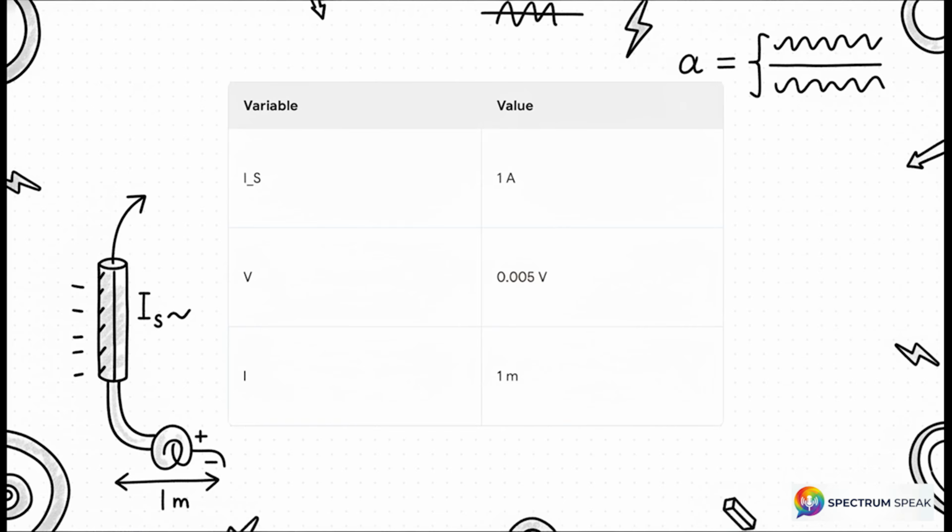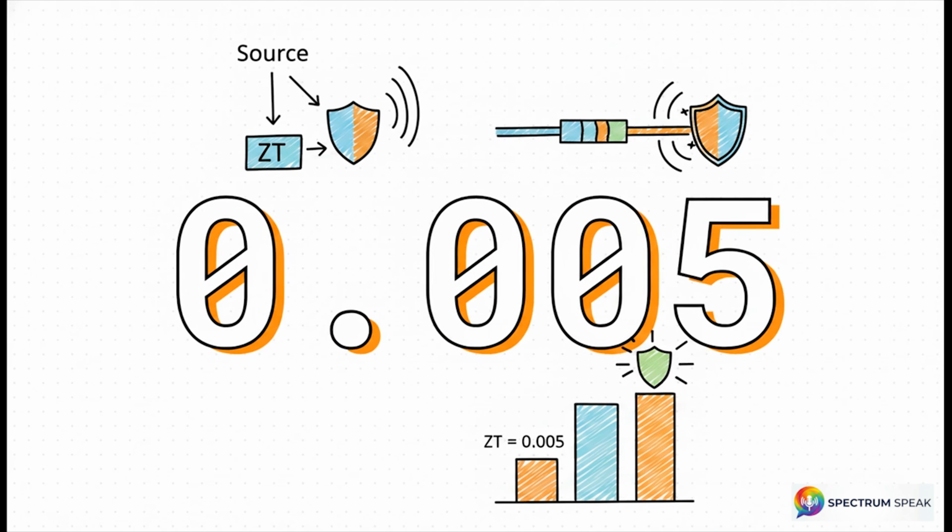Imagine we've got a test setup where we induce a known high-frequency shield current, I sub s, of precisely 1 ampere. Over a cable length, small l, of 1 meter, we measure an induced open circuit voltage, V, of 0.005 volts. If we substitute these specific numbers right into our equation, Z sub t equals 1 divided by 1 amp multiplied by 0.005 volts divided by 1 meter. As you can see, the math simplifies perfectly. Our final Z sub t output is 0.005 ohms per meter.